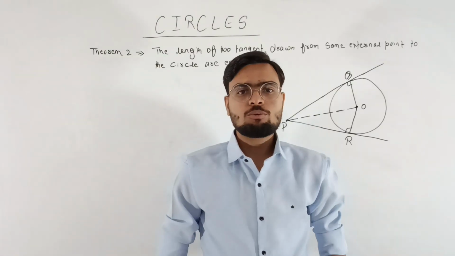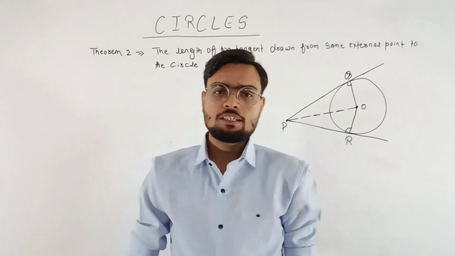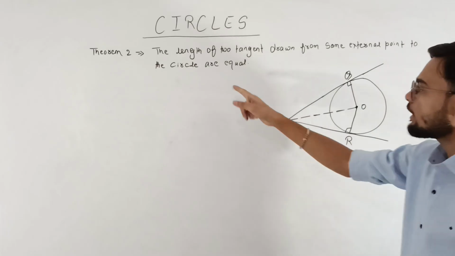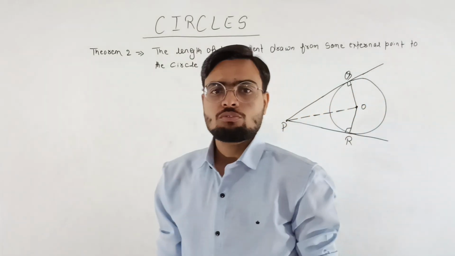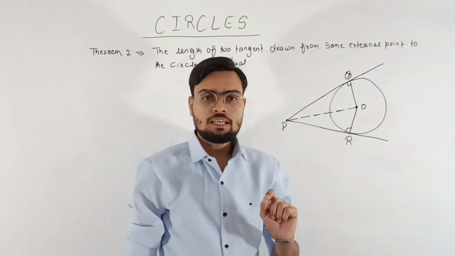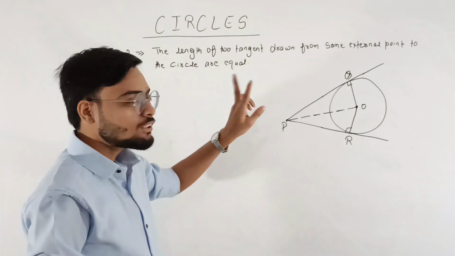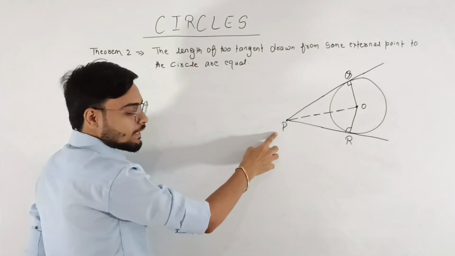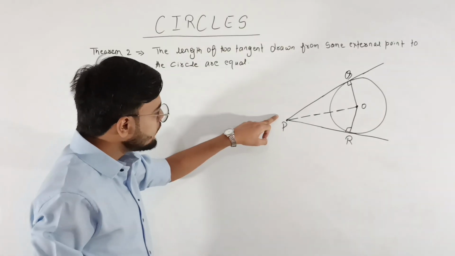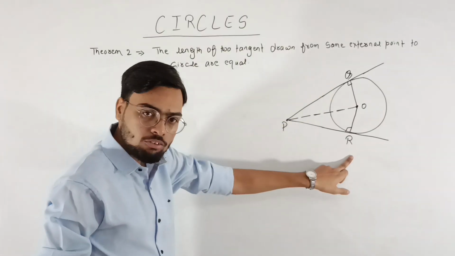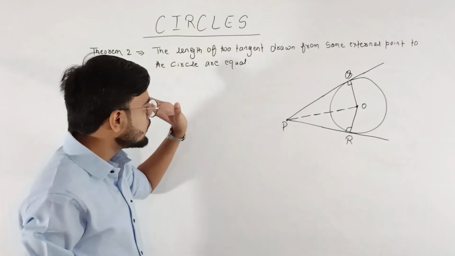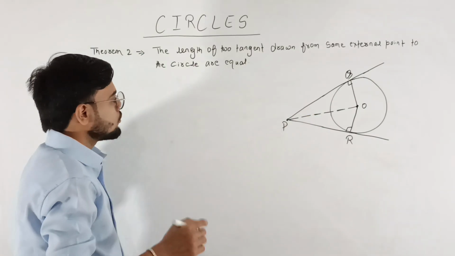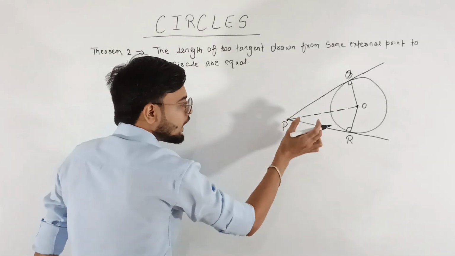Okay. Now let's move towards our next theorem. This theorem says: the lengths of two tangents drawn from the same external point to a circle are equal. Suppose I draw two tangents from the same external point, then by this theorem, these two tangents are equal. Look here, this is my circle with center O, and this is the external point P, and I draw one tangent PQ and one tangent PR from the same point P. Then by this theorem, PQ is equal to PR. Understood? So we have to prove this: PQ is equal to PR.